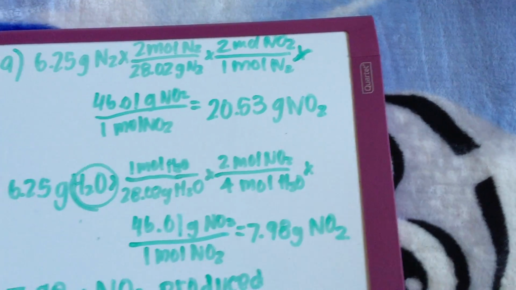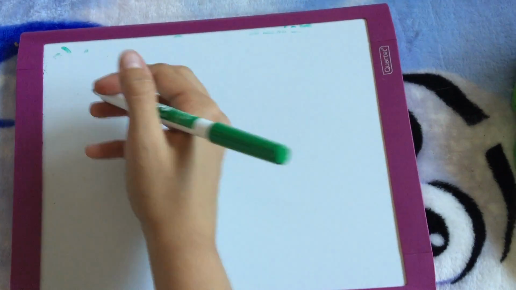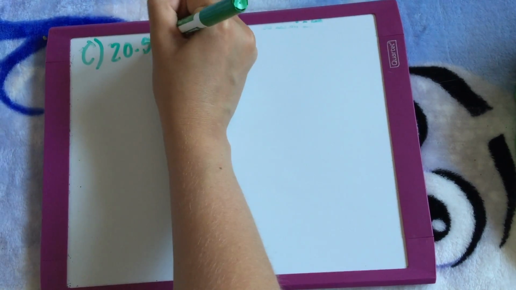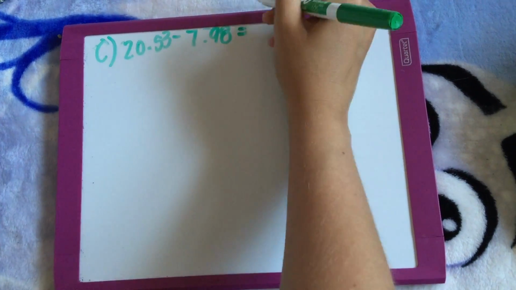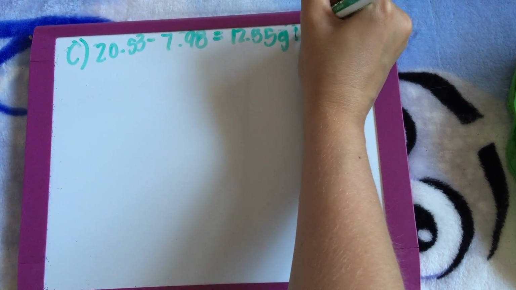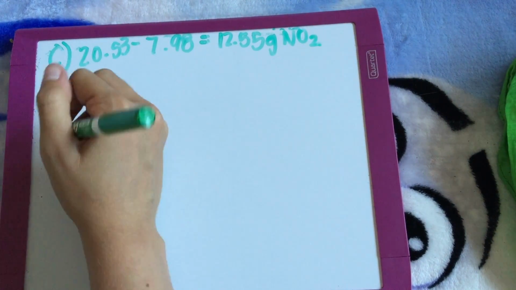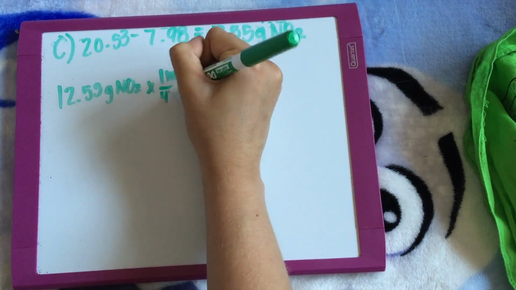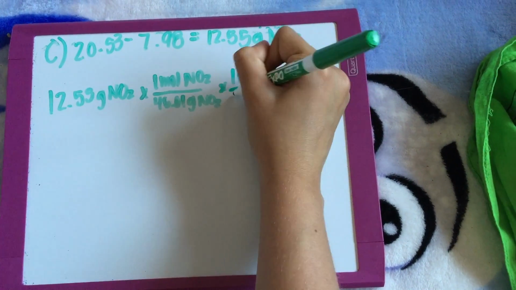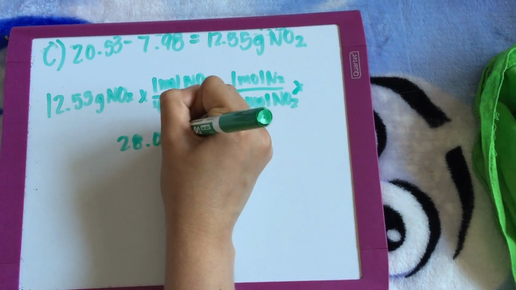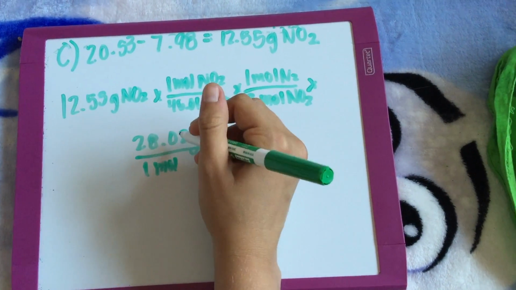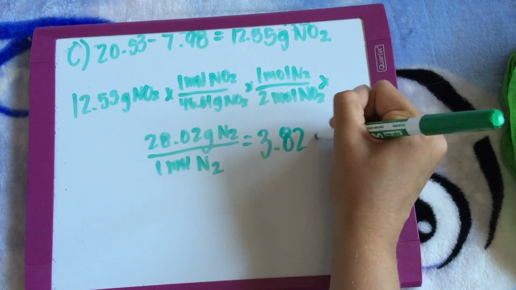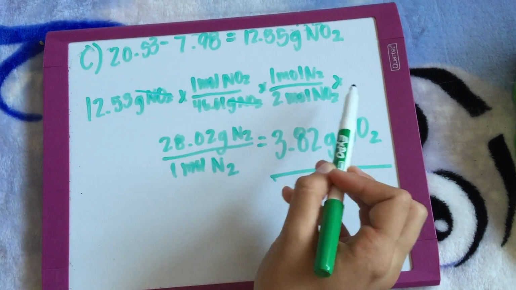For C, you would subtract the number of grams of NO2 that is produced by N2, which is 20.53, by the amount of grams of NO2 the limiting reagent produces, which is 7.98. Then you get 12.35 grams of NO2 as the difference. Then, since N2 is your excess reactant, you use stoichiometry similar to part A to convert back from grams of NO2 to grams of N2 to find the amount of N2 left over.